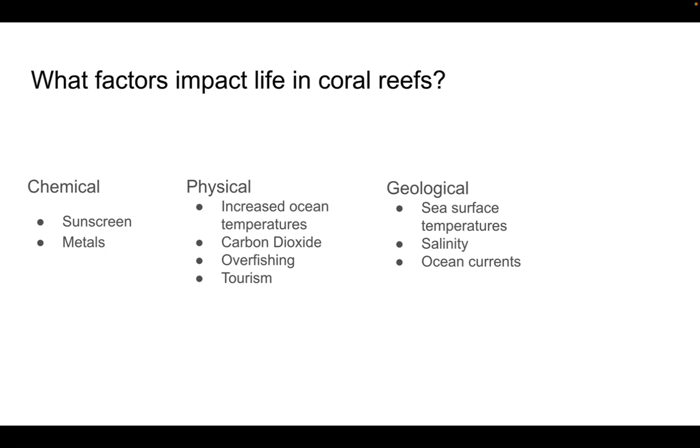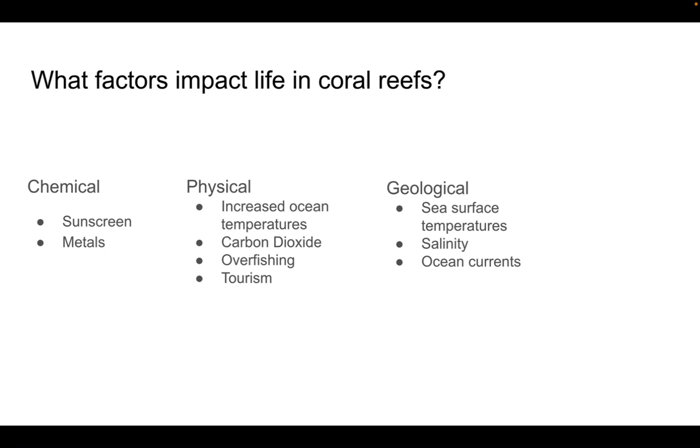For physical factors, we may have overfishing and destructive fishing methods, and tourism may also cause pollution or overfishing. Increased ocean temperatures and changing ocean chemistry are also the greatest global threats to coral reef ecosystems.